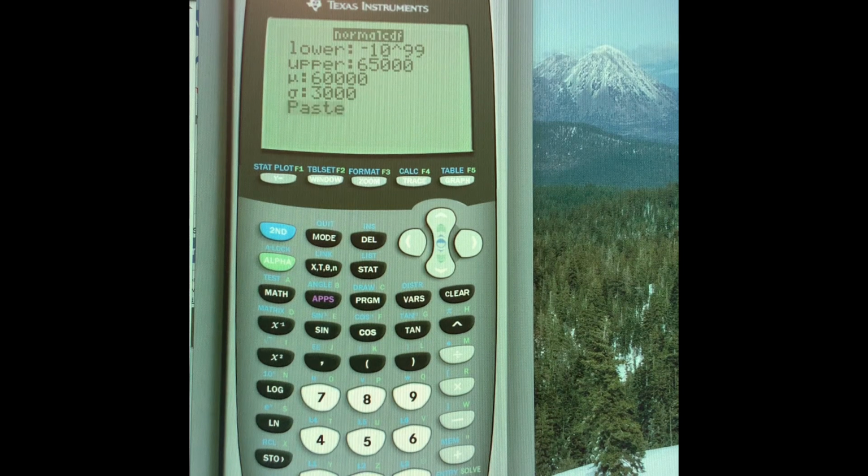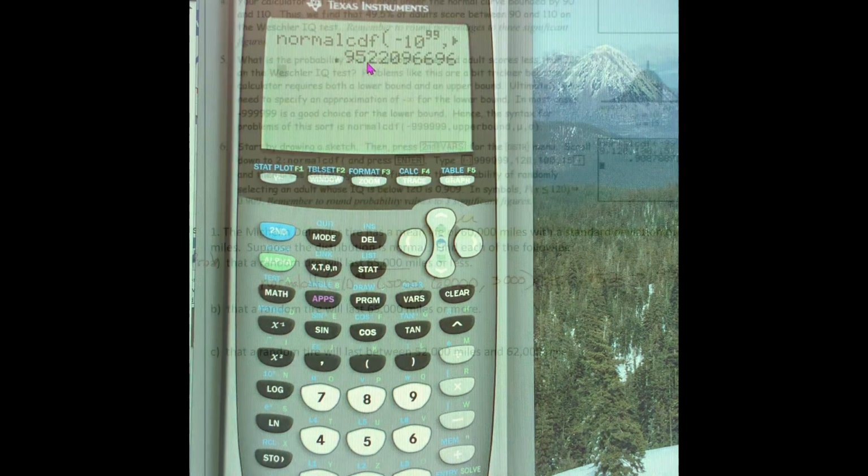You press enter again, and then you press enter again, and it'll put it on your calculator screen. And you'll notice this is the way we've been writing it down. Normal CDF, negative 10 to the 99, comma, 65,000, comma, 60,000, comma, 3,000. Press enter again, and it'll do the problem. Move the decimal twice, and you get your percentage.